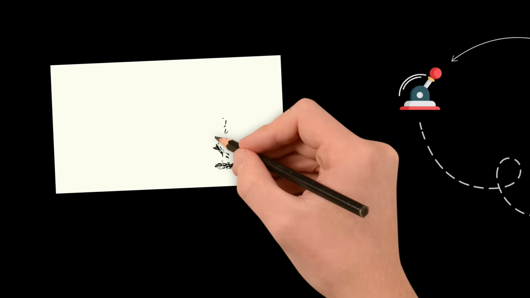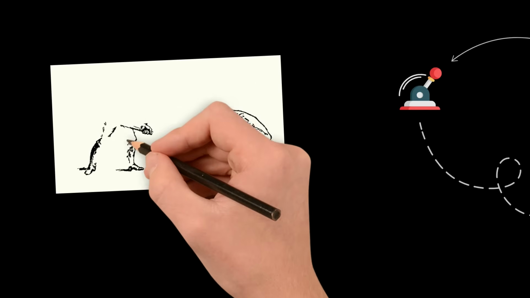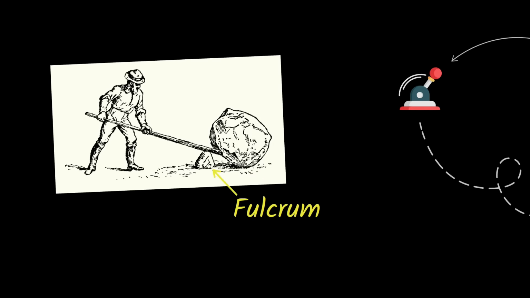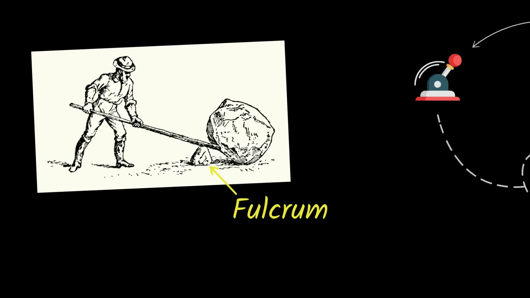It's like finding a giant boulder in your path and a sturdy stick beside it. By placing the stick under the edge and using a fulcrum, you can move the boulder with surprisingly little effort.